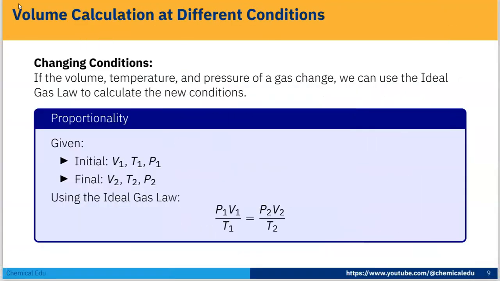Now changing condition. If the volume, temperature and pressure of the gas change, we can use the ideal gas law to calculate the new condition. Like initial values are V1, T1 and P1, and final V2, T2, P2. So we can easily calculate any condition using the ideal gas law. Using the ideal gas law, we can write P1 V1 by T1 is equal to P2 V2 by T2.